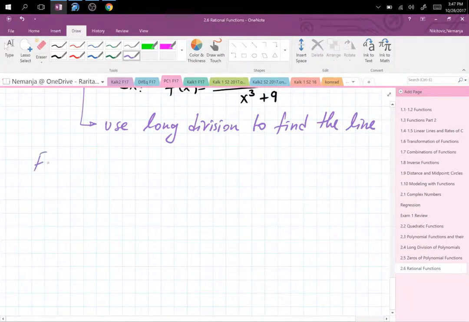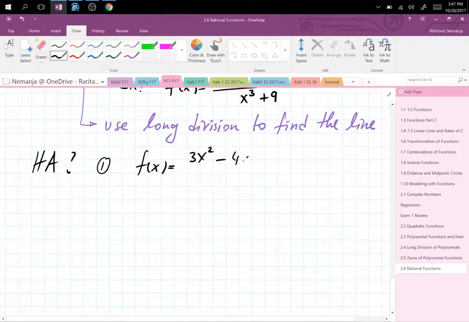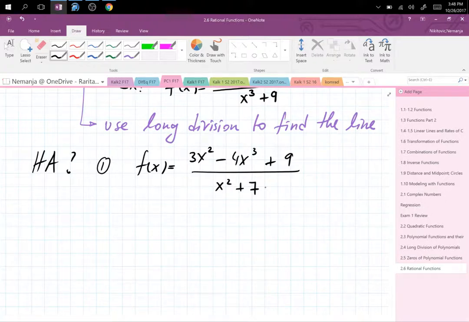Let's first figure out how for a few examples. Example number 1. F of x equals 3x squared minus 4x cubed plus 9 divided by x squared plus 7. What can you tell me about the horizontal asymptote? Very good. No horizontal asymptote. We have a slant. You can't have slant and horizontal at the same time. They are mutually exclusive.